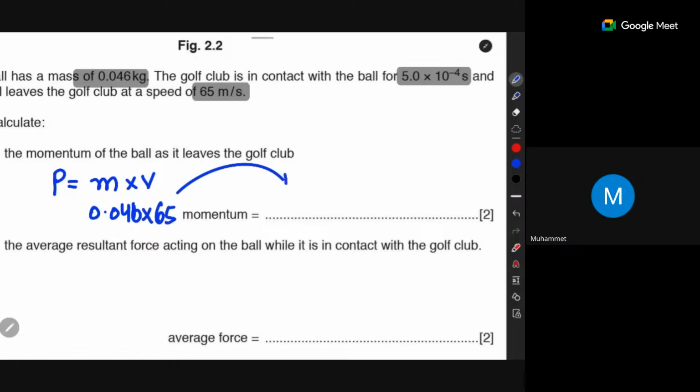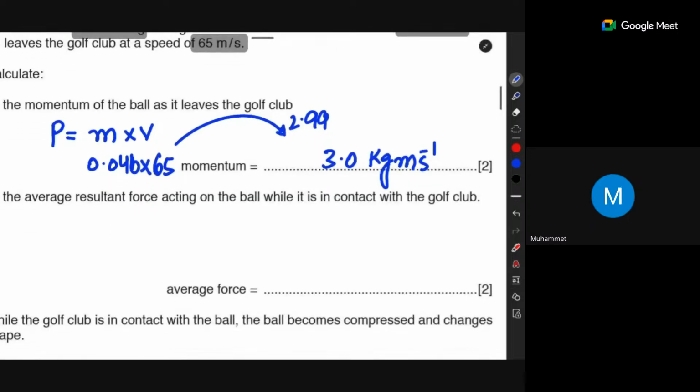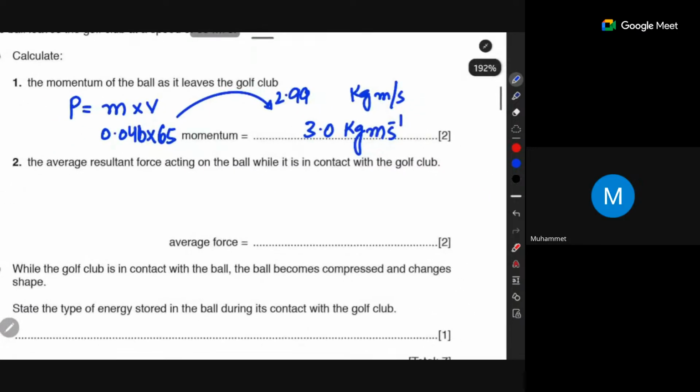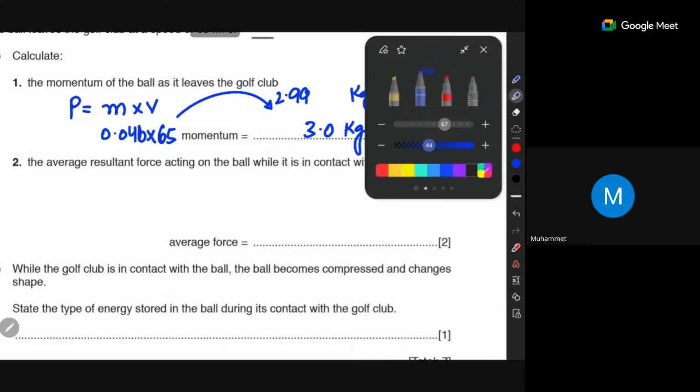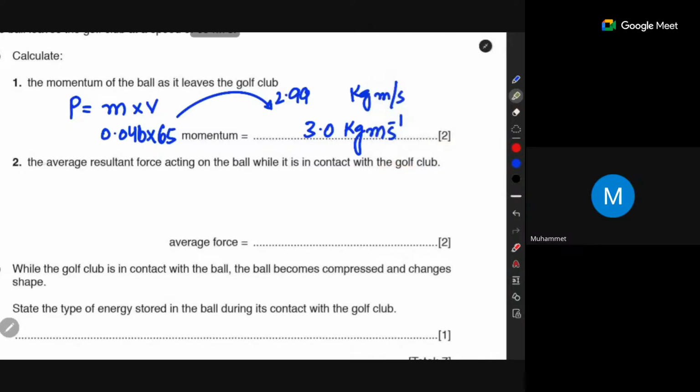So, what is the answer? So it's 2.993. 2.99. So, we will not write this answer here. We will simply write 3.0 kg meter second minus 1. Okay, is this clear to everyone? Yes, sir. You can also write this unit as kg m/s, or Newton second. No problem at all.